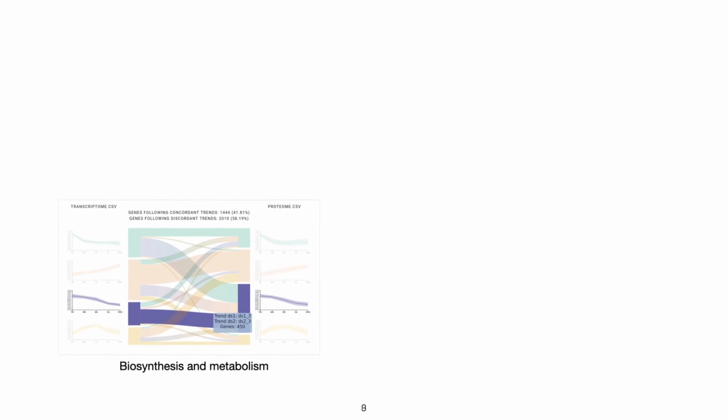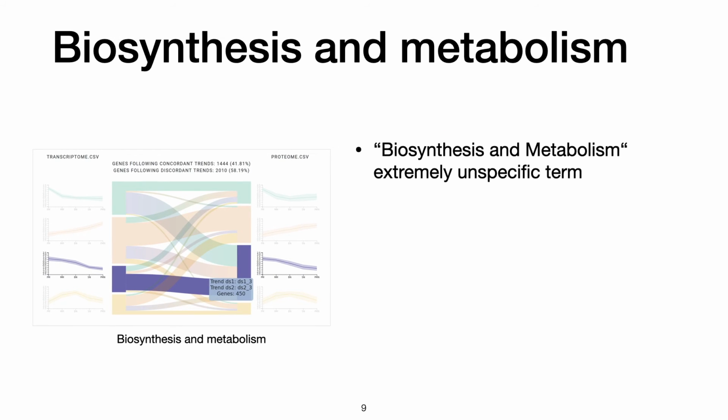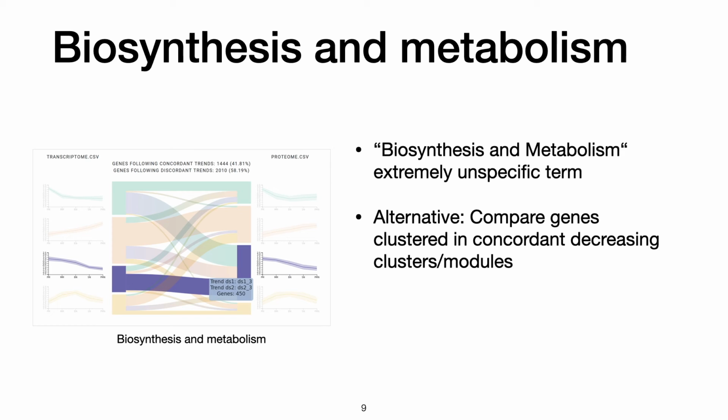For example, biosynthesis and metabolism is an extremely unspecific term, and many genes are annotated with related GO terms. We therefore want to compare the genes in concordant decreasing modules of OmicsTIDE and of the study manually. To do so, we need to combine the decreasing trends, which are the green and the violet trends.